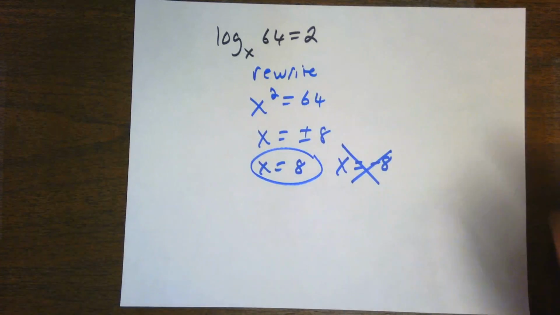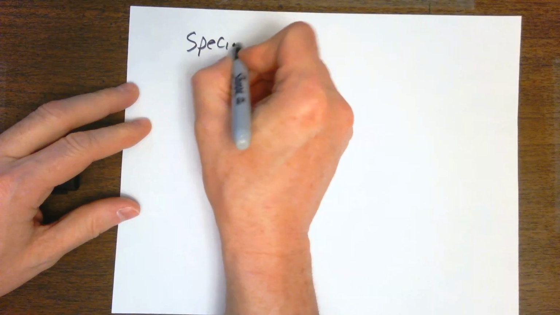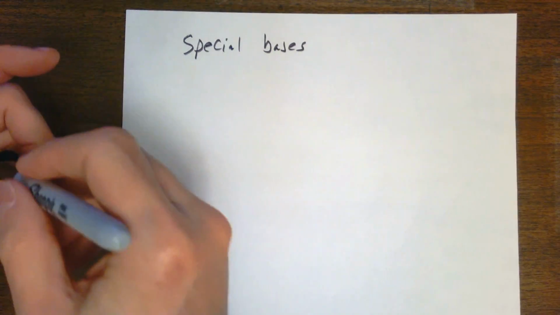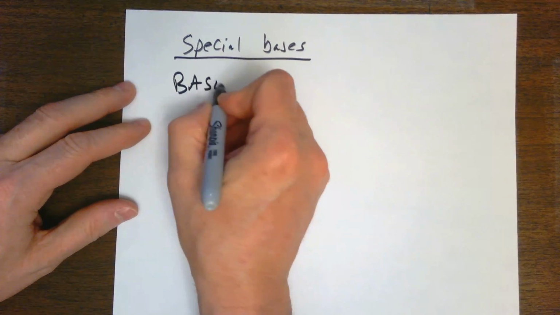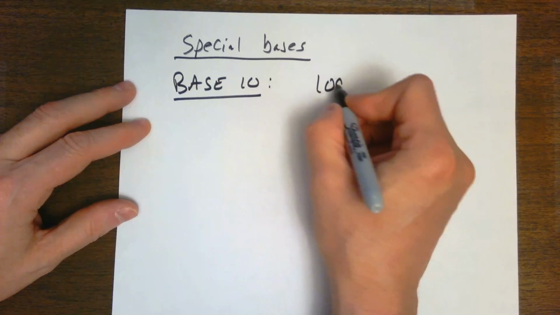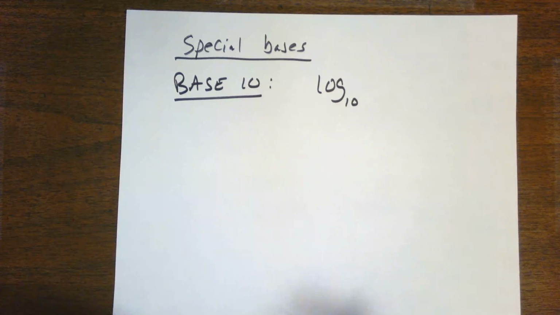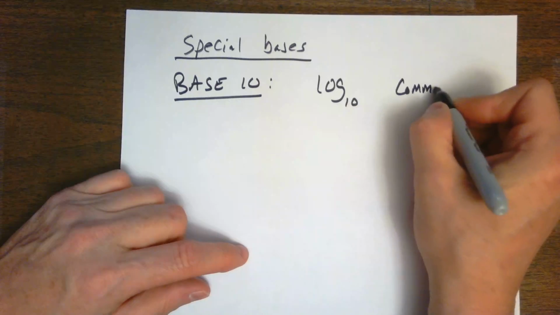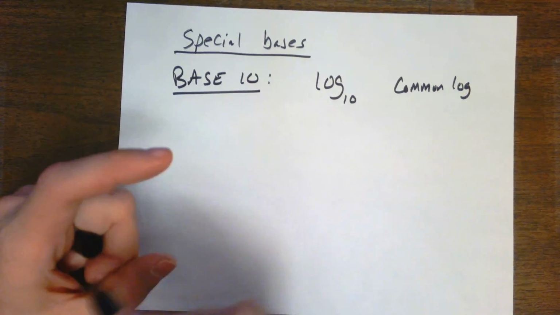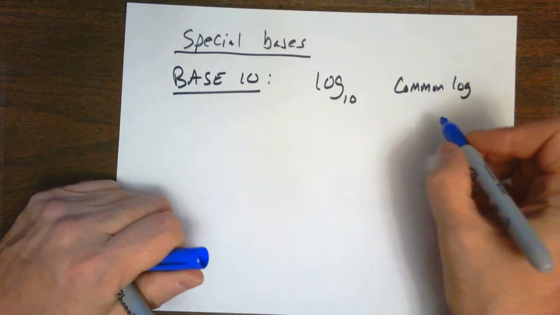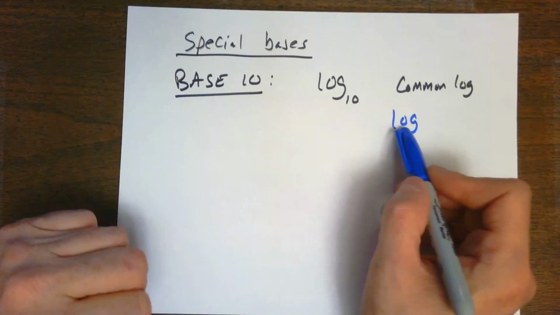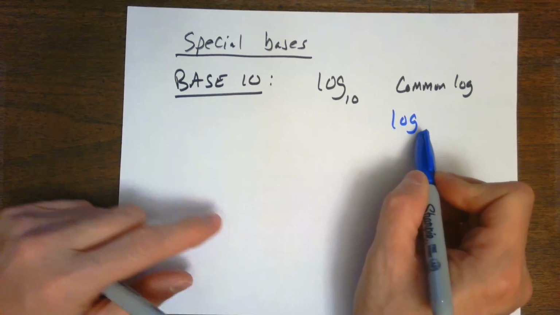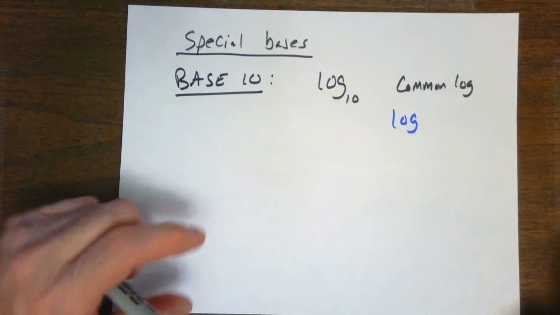With logarithms, we have two special bases. So we have base 10, log base 10. This base is called the common log. And sometimes we just write it as log without any base at all. If you see log in an equation or graph and there's no base there, then it's automatically base 10, the common log.